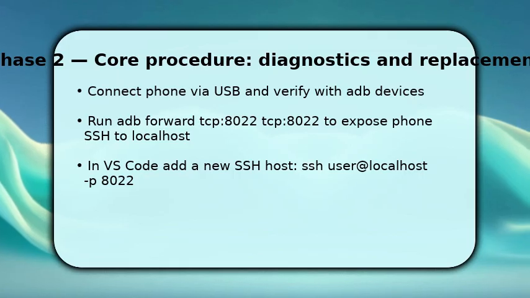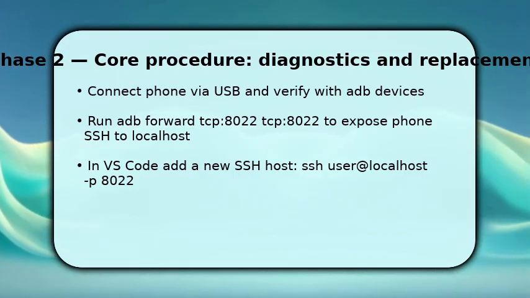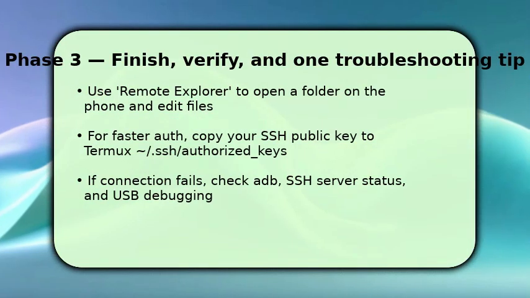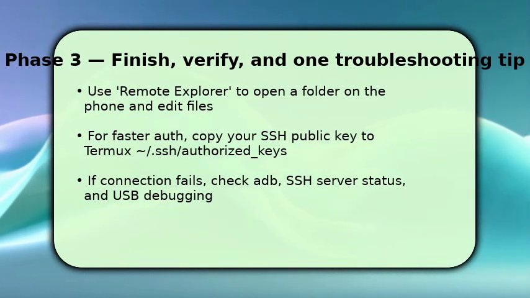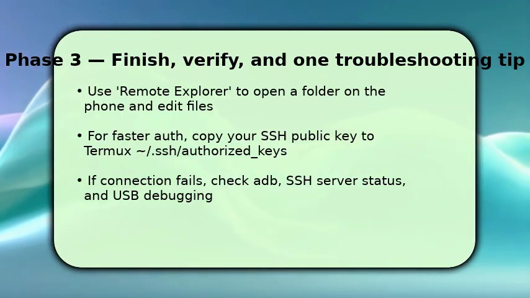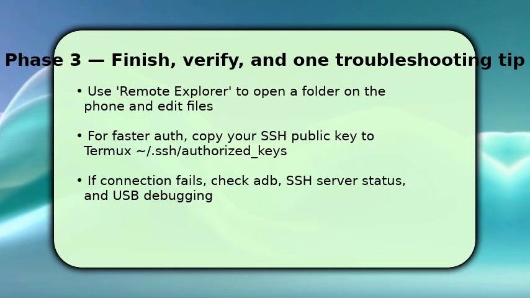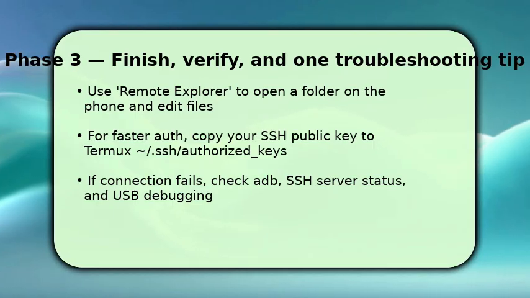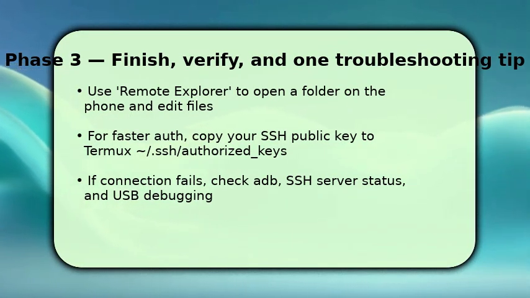Once connected, VS Code will install its server on the phone and open a remote workspace. Finally, open Remote Explorer and choose the new localhost:8022 host, then select or create a folder on the phone to edit. For smoother logins, copy your SSH public key into Termux's authorized_keys and set proper permissions. When the remote server finishes installing, you can run terminals and extensions as if local.